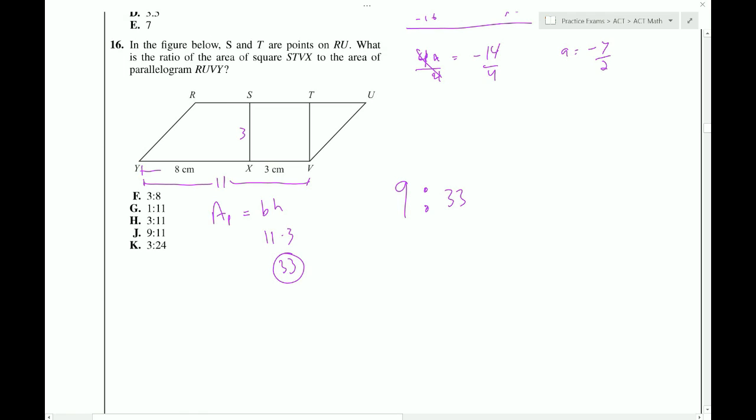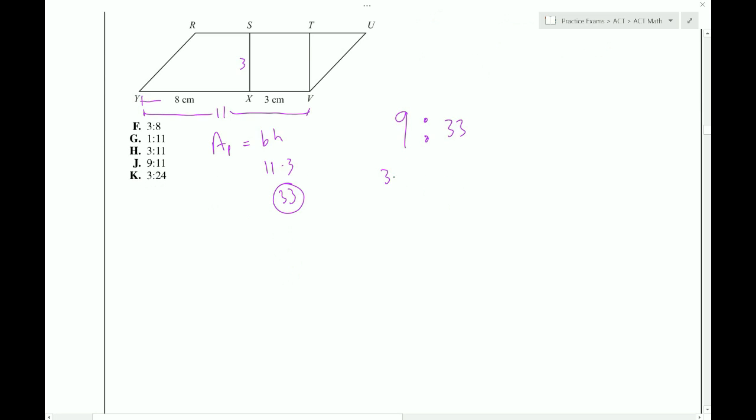That doesn't seem right, does it? So the area of parallelogram RUVY, 11 by 3, is 33. Oh, could this be simplified? So 3 times 3, and this is 3 times 11. So yeah, the 3s will cancel, so it's just 3 to 11.